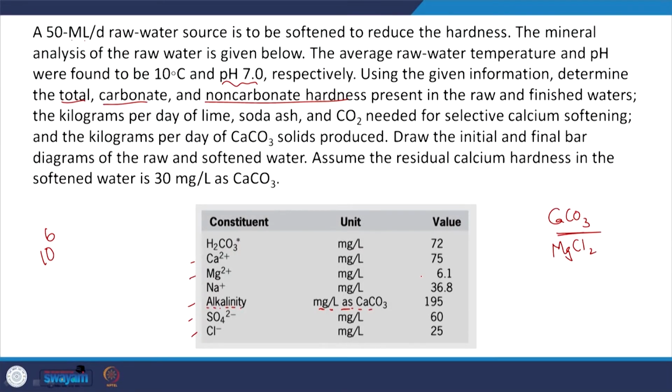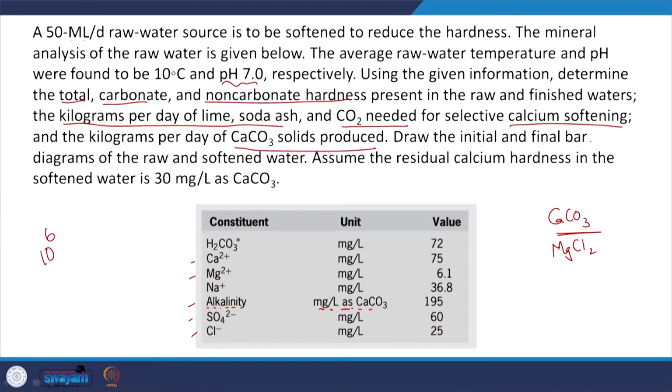We'll look at that. And also looks like how much lime and soda ash is needed for only removing calcium softening, right? Typically that is the one. Calcium softening means typically removing the calcium that is associated with the carbonate hardness, right? And also what is the CO2 needed later, and the kilograms of CaCO3, how much sludge is going to be produced, let's see. Because if I am removing calcium, what's going to precipitate out? CaCO3, the solid, is going to precipitate out. So how much is being precipitated? And then just the initial and final diagrams and such, let's say.